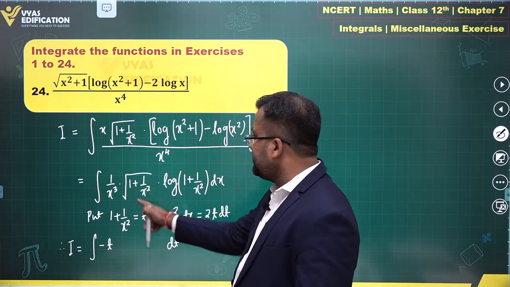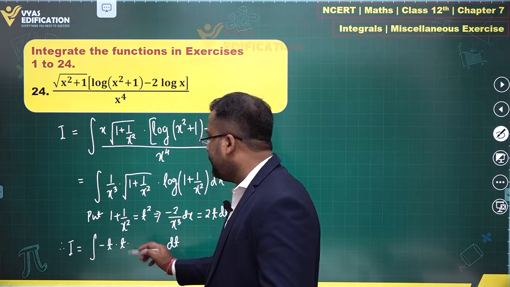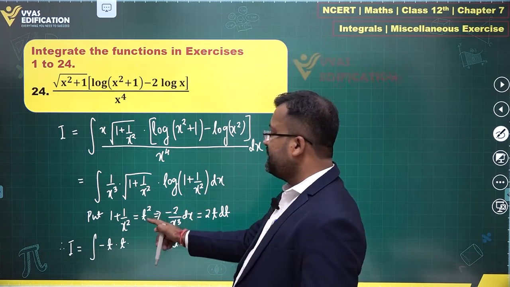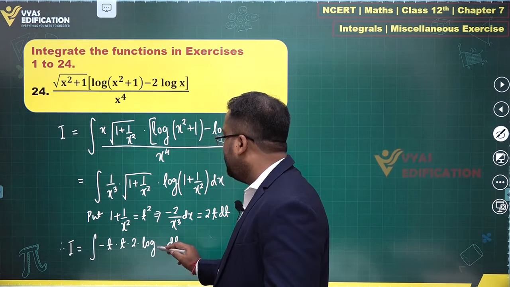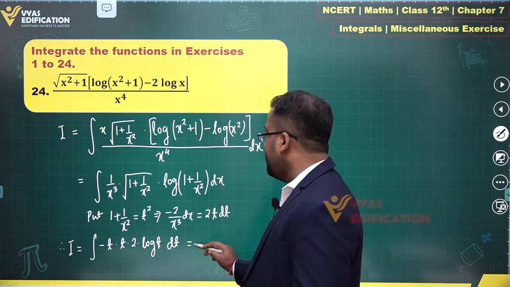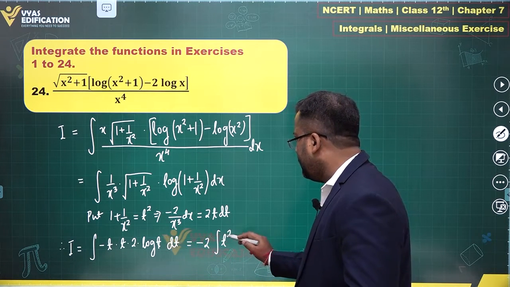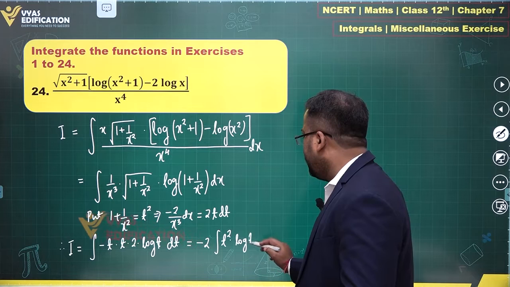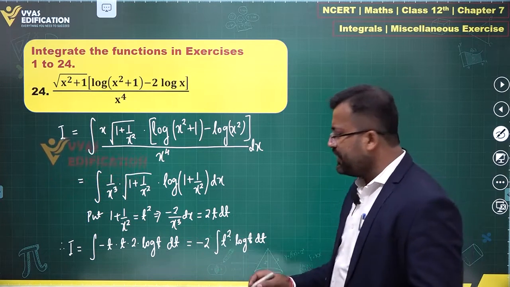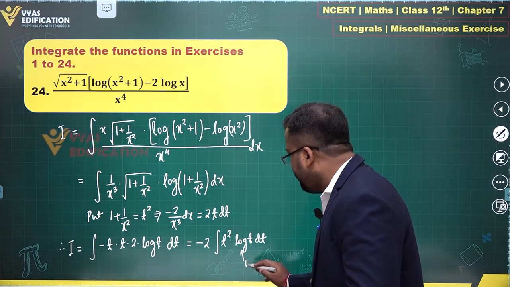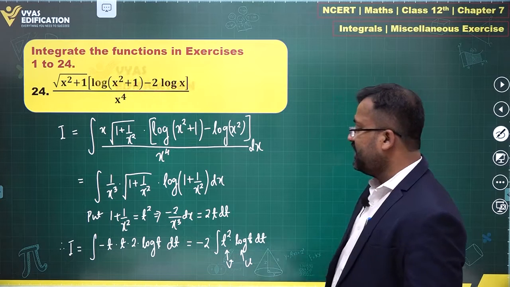What else is there? This is under root of this, which is under root of t square, which is t. Log of this, which is log of t square. Log of t square will be 2 log t. And this is minus 2 integral t square log t dt. Now you can observe there's a logarithmic function, there's an algebraic function. So this will be my first function and this will be my second function.